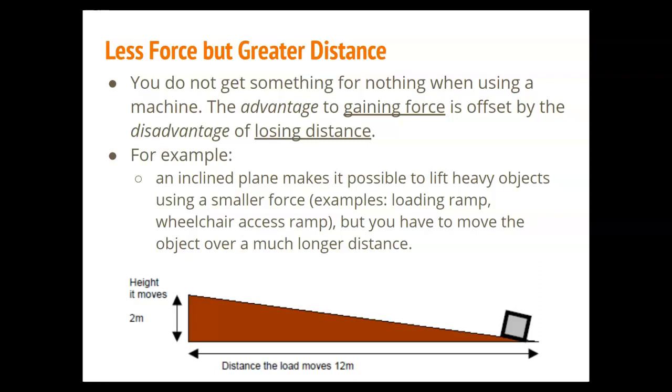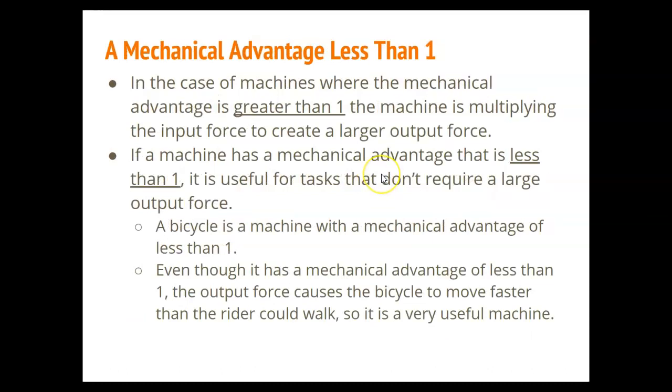Okay, but if we lose force, as in the situation with a bike, by putting more effort in, what we gain then is distance. And that's what a bike does. It has, and we'll get to this right now, a mechanical advantage of less than 1. So what that means is it's actually causing us to put more effort in than it would to just walk. But the trade-off of that is that we move much more quickly.